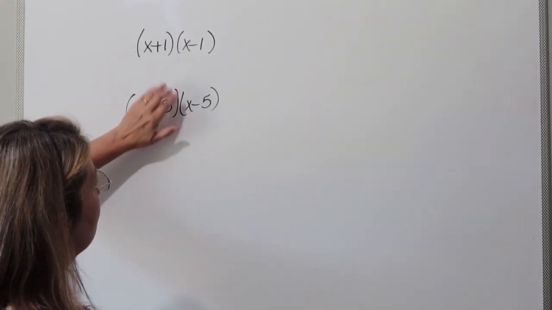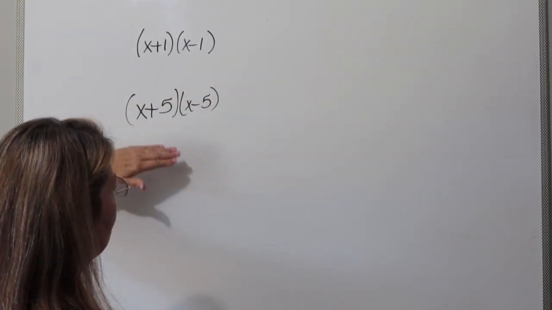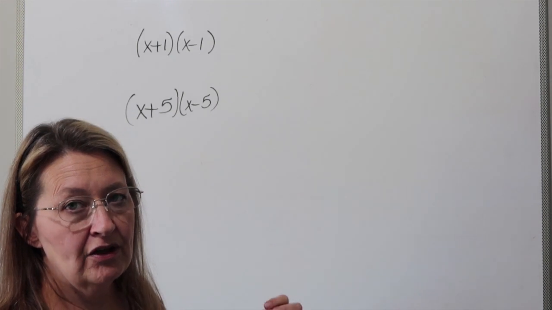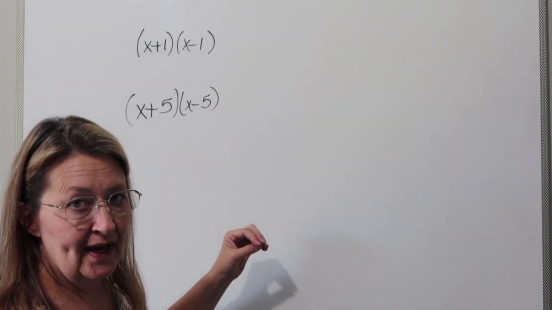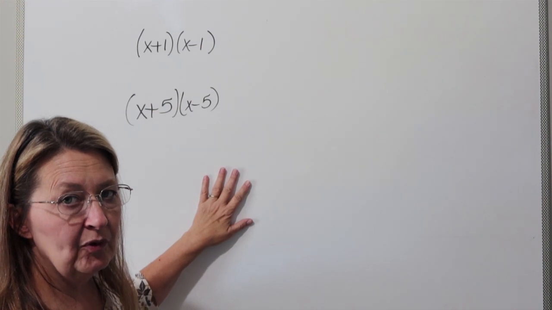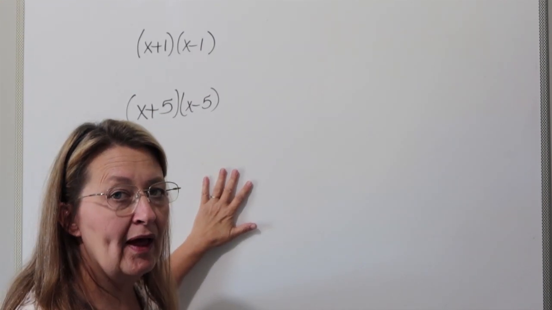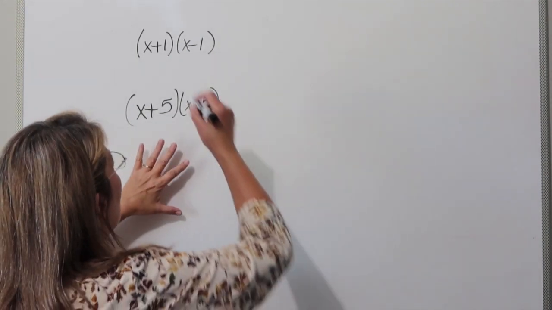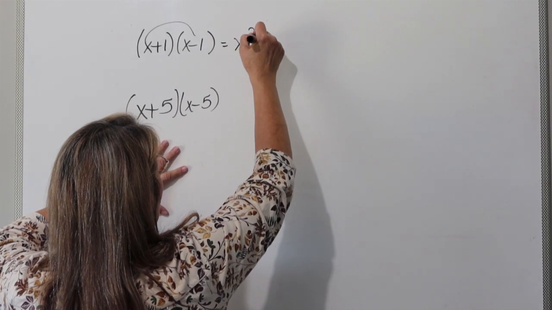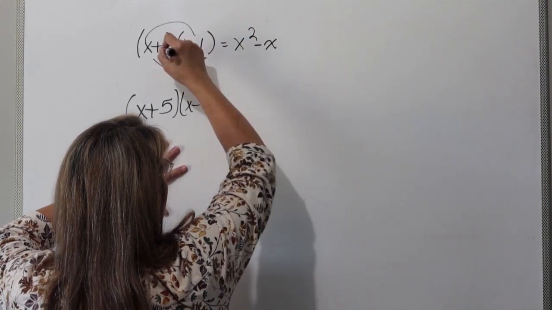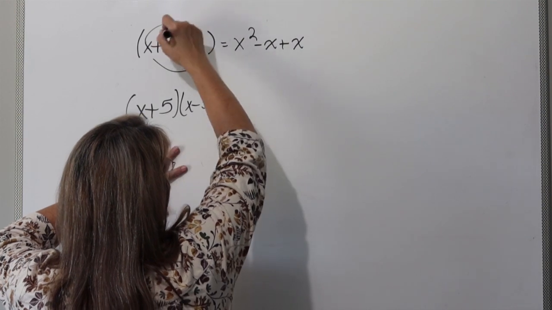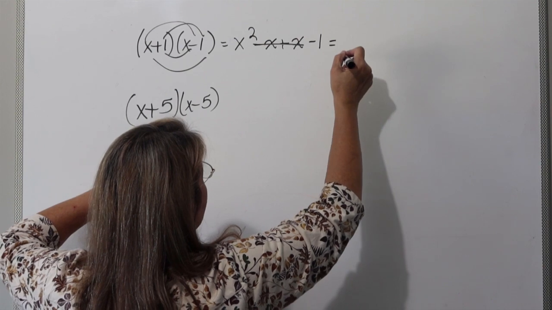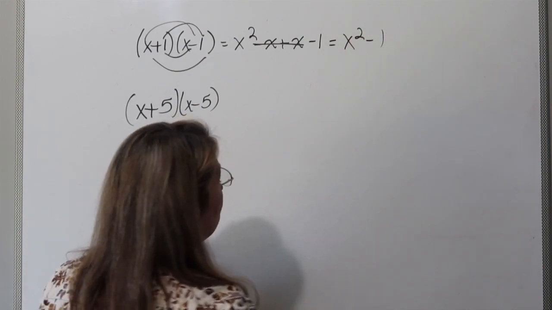I have 2 problems up here, x plus 1 times x minus 1, and x plus 5 times x minus 5. Now, do you remember when we talked about conjugates? Conjugates have the same numbers but opposite signs. So for both of these examples, what you have is conjugates multiplied together. So let's use FOIL on those and see what happens to the answer. When I FOIL this, I get x squared minus x plus x minus 1, which these two cancel out, so now I have x squared minus 1.